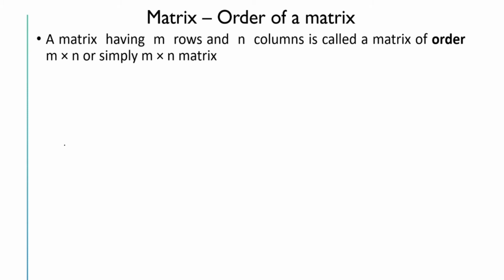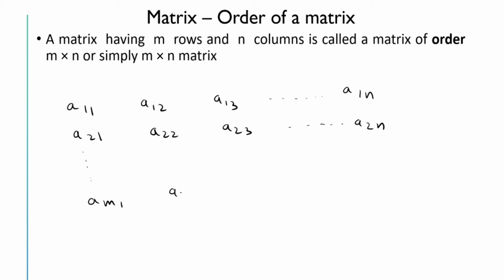Any matrix will have this kind of arrangement in the form of an array. That is a11, a12, a13 up to a1n, a21, a22, a23 up to a2n. All these go on. am1, am2, am3 up to amn.